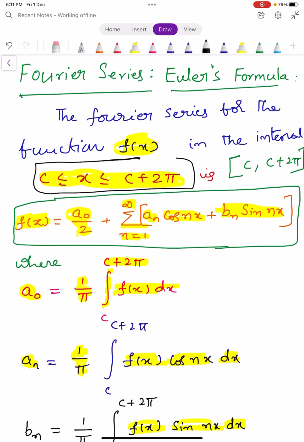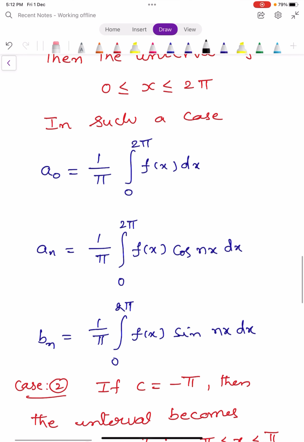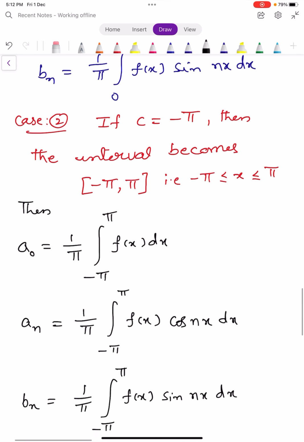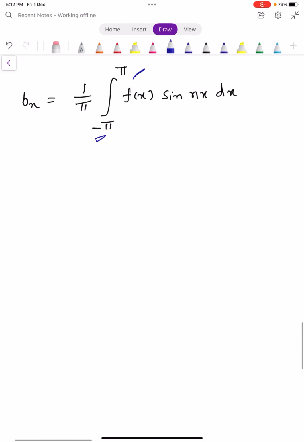So you observe that this is the original Euler's formula in the interval c less than or equal to x less than or equal to c plus 2 pi. The integral limits are the main difference. If c is equal to 0, the same three formulas take this form, only the limits change to 0 to 2 pi. And if c is equal to minus pi, the limits become integral minus pi to plus pi. So this is the main difference in the three cases. We solve a problem to understand these formulas.